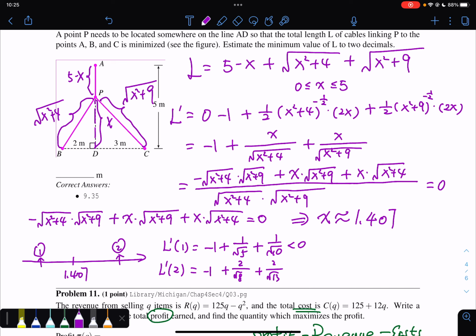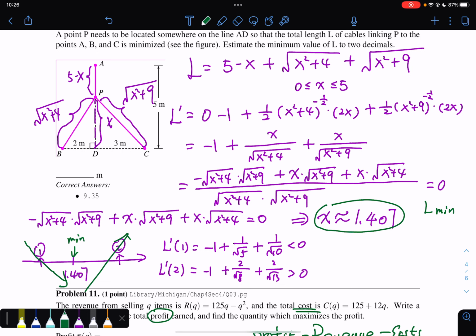So let's just try to do the calculation very quickly. 2 over root 8 plus 2 over root 13 is roughly speaking 1.26. So minus 1, it gives me greater than 0. So I can see my function goes like this and goes like that. So at this point, I'm going to reach my local minimum. So when x is this, my L is going to reach its minimum.